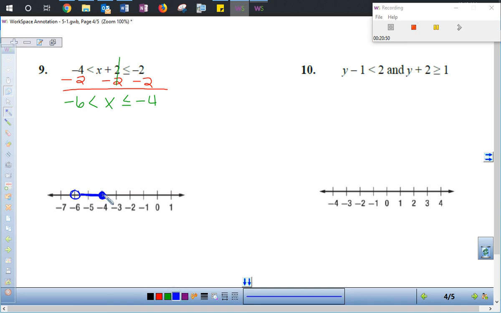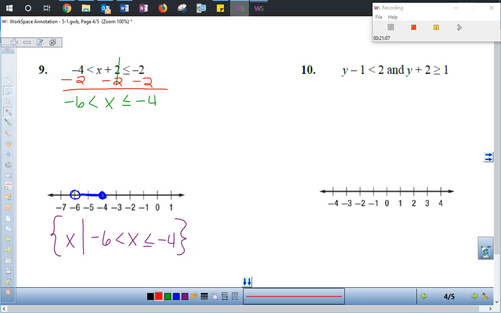Now we write our set builder notation. And since it's nice and condensed, we just bring it straight down. The set of all x's such that x is greater than negative 6 and x is less than or equal to negative 4.